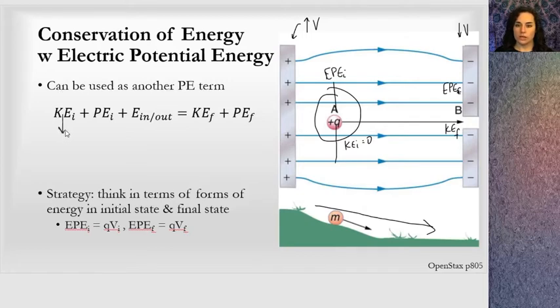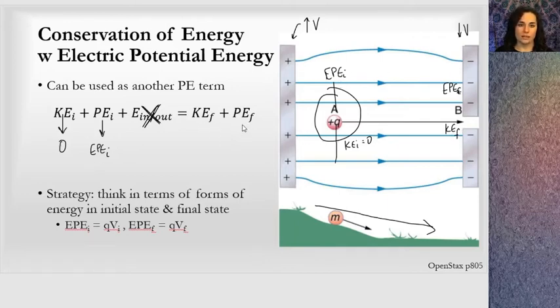The initial kinetic energy would often be 0 if it starts from rest. It has some sort of initial electric potential energy, which we'd be able to calculate. You'd have to figure out if there's work in or out, but typically there's not. We're just dealing with conservative fields and often just changing electric potential energy into final kinetic energy.